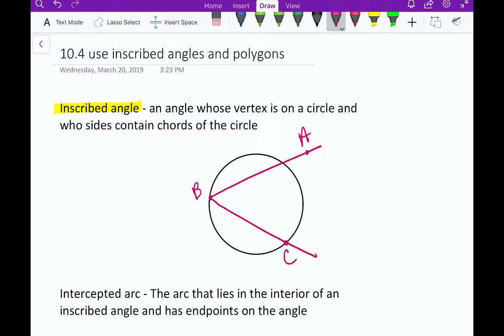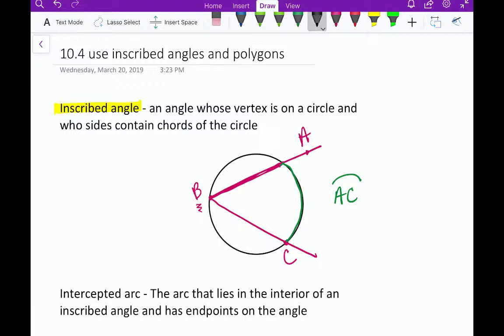Again, B is the vertex, and notice that that is on the circle, and the sides of the angle are chords, or contain chords. So this goes outside the circle, but this part right here is a chord on the circle. And what you notice here is that we've now created this arc AC. Arc AC is created by the inscribed angle. The inscribed angle is definitely different than a central angle.